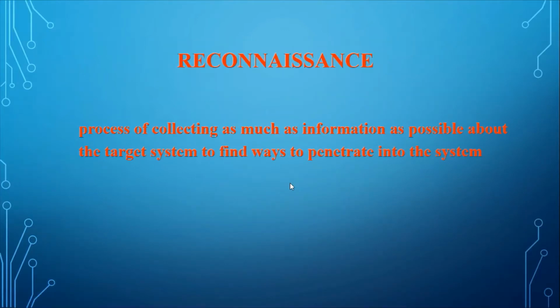The first one is reconnaissance, which refers to the process of collecting as much information as possible about the target system to find ways to penetrate into the system. The information we can collect includes IP address, DNS records, which operating system they are using, and employee details, email IDs, and phone numbers, etc. We can collect these using reconnaissance methods.